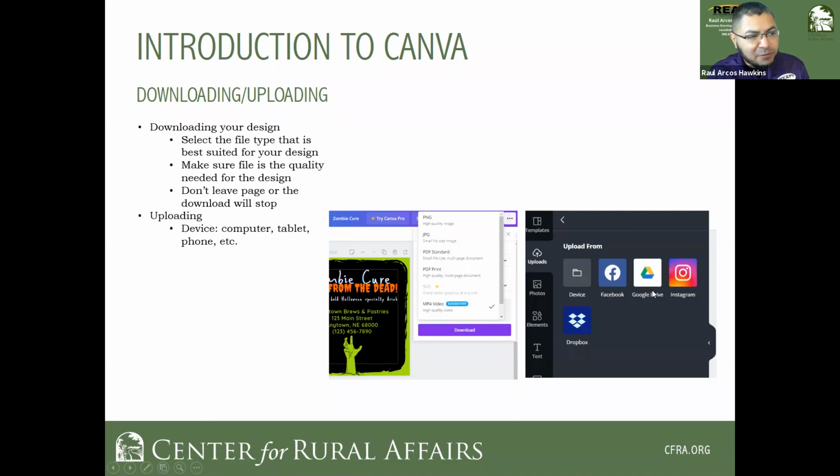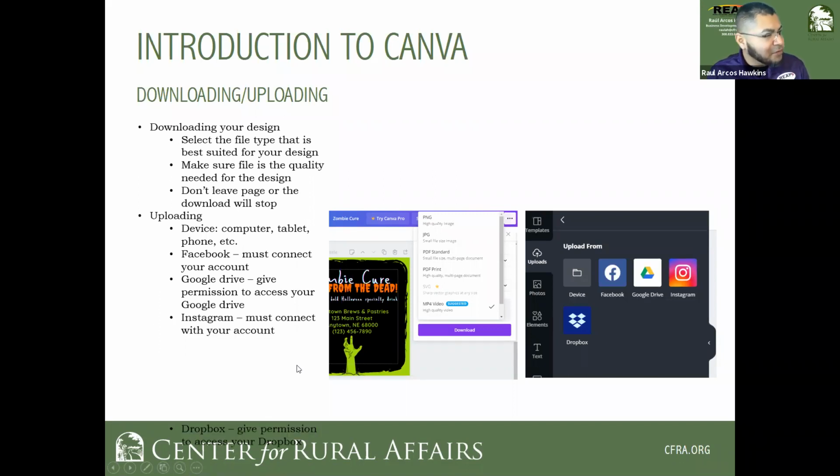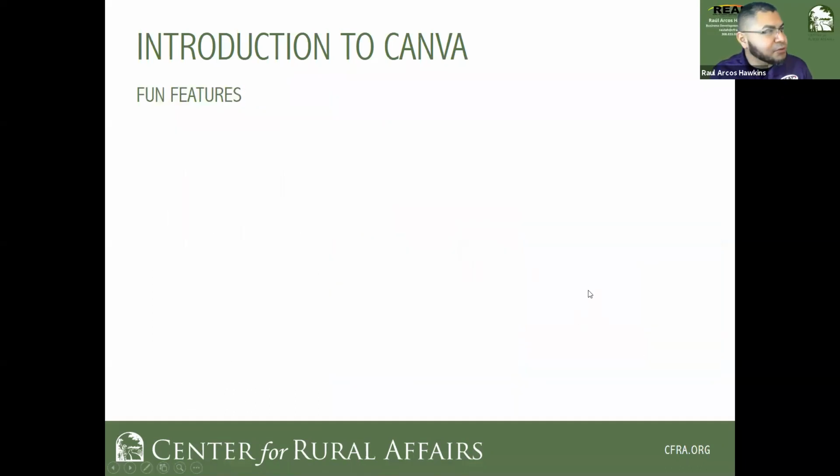You can also upload from Facebook, Google Drive, Instagram, and your Dropbox. You just have to allow permission for Canva to have access to these applications. Facebook, you have to connect your account. Google Drive, you have to give it permission. Instagram, the same, you have to connect it. And the Dropbox, give it access to that.